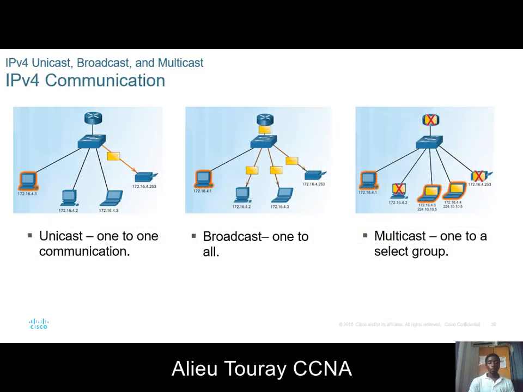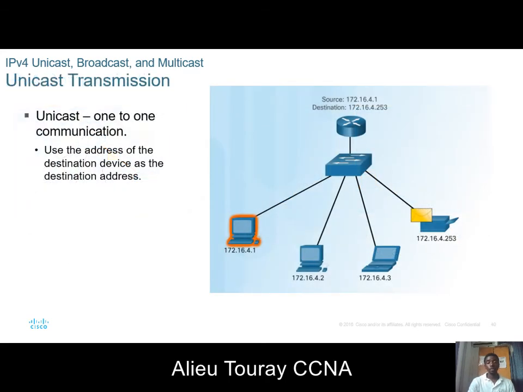Alright guys, regarding the communication types, like I said previously, we have 3 types of communication. For IP version 4, we have unicast, broadcast, and multicast. These are the 3 ways of communication in IP version 4, but this is a little different in IP version 6, because with IP version 6 there is no broadcast address. Unicast, like I explained before, is one-to-one communication. Broadcast is one-to-all, and multicast is one to a selected group of devices, a particular section of the network.